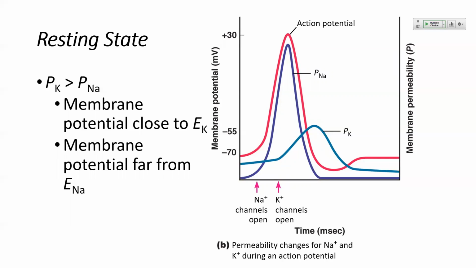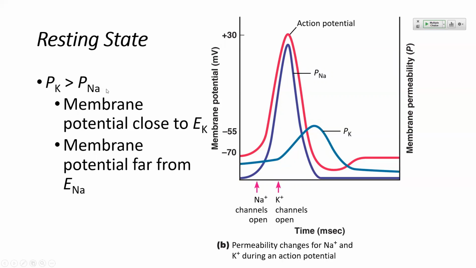So we said simply the movement of that ion, right? So when we speak about the membrane permeability, we start off at rest with a higher potassium permeability than sodium permeability. We know this is true because we've got more of those leak potassium channels open than we do those leak sodium channels open. Okay, more leak potassium channels than leak sodium channels.